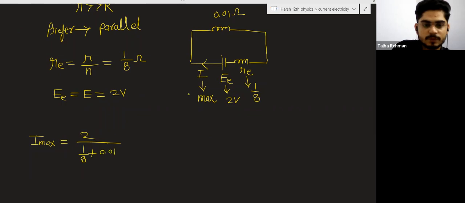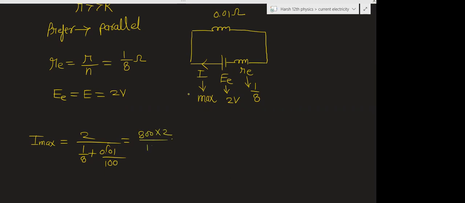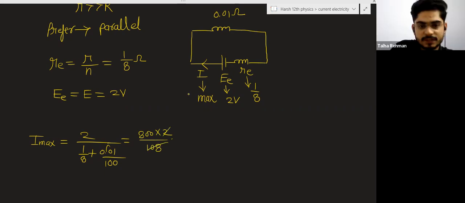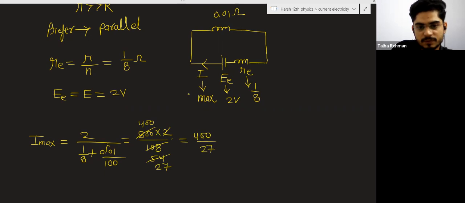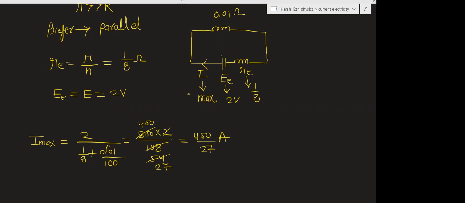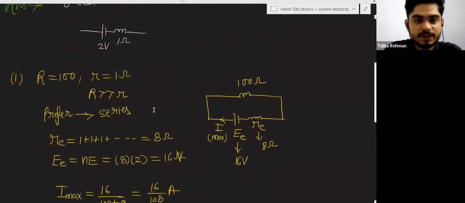When you remove the decimals, you get 100 here. So this will become 800 into 2 divided by 100 plus 8, that is 108. When you cancel this out, you get 54, and when you cancel again, you get 27. This is 400, so the answer will be 400 by 27 ampere. So the second answer is also completed.